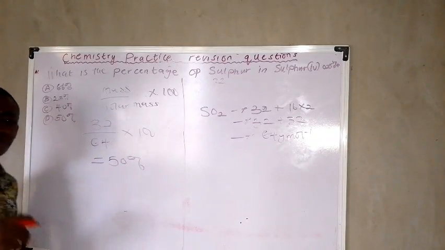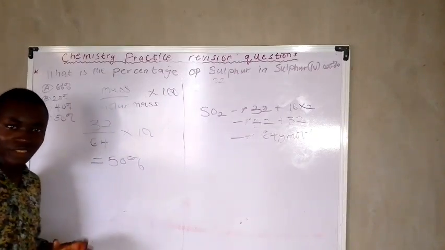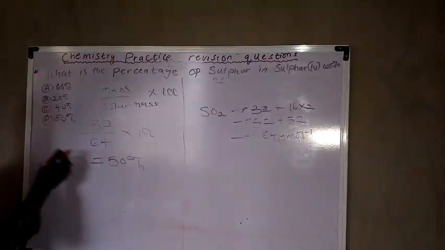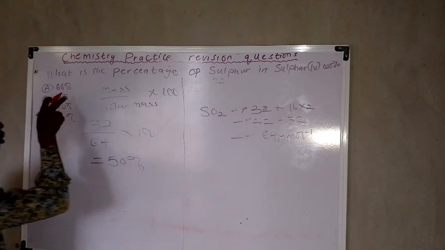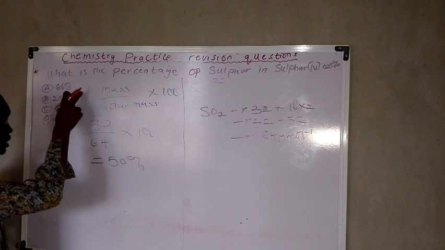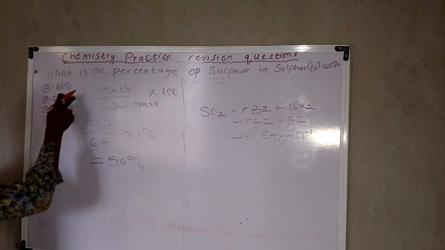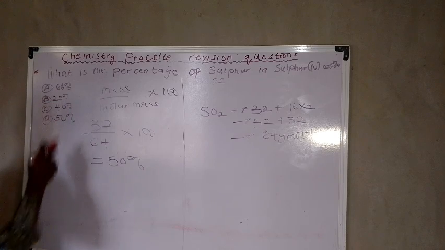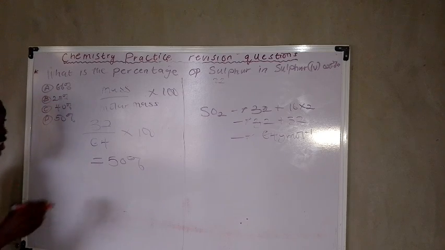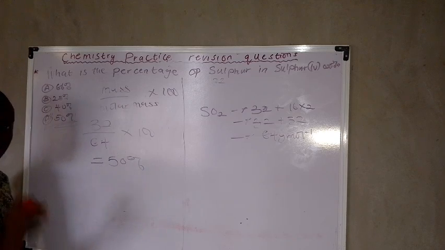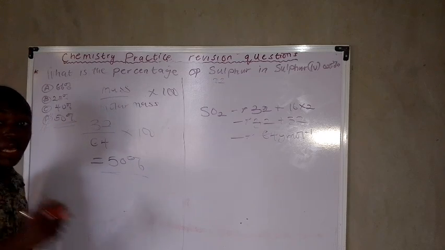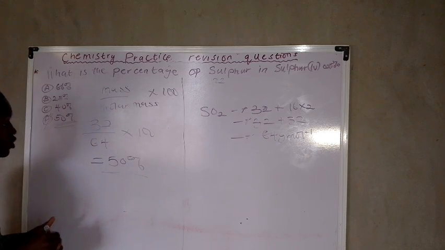This is very easy. Now let's look for the correct option. Option A is not correct because it is 66%. Option B is not correct. Option C is not correct. Option D is correct. You can see 50 percent.